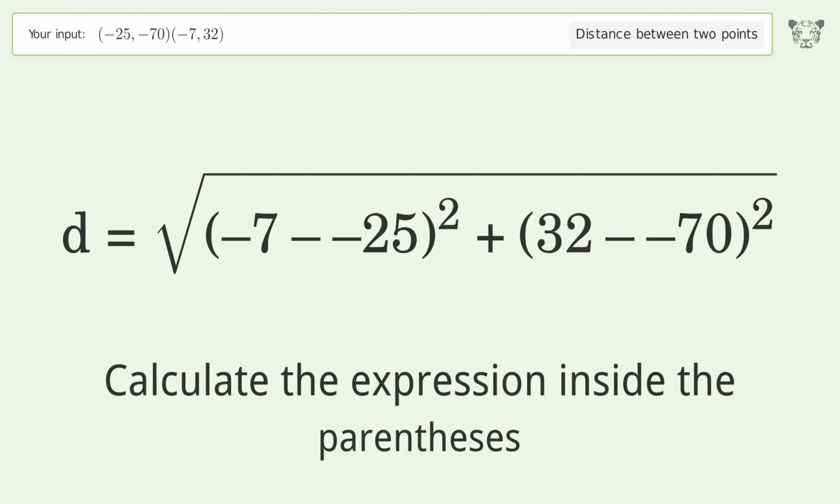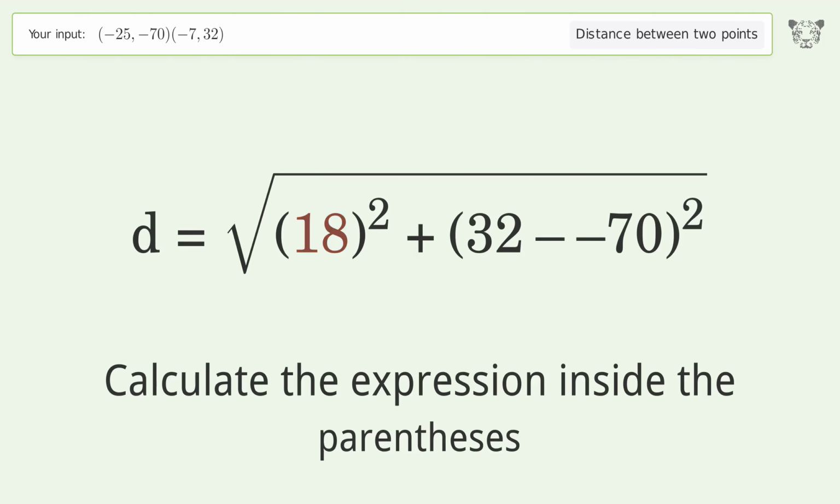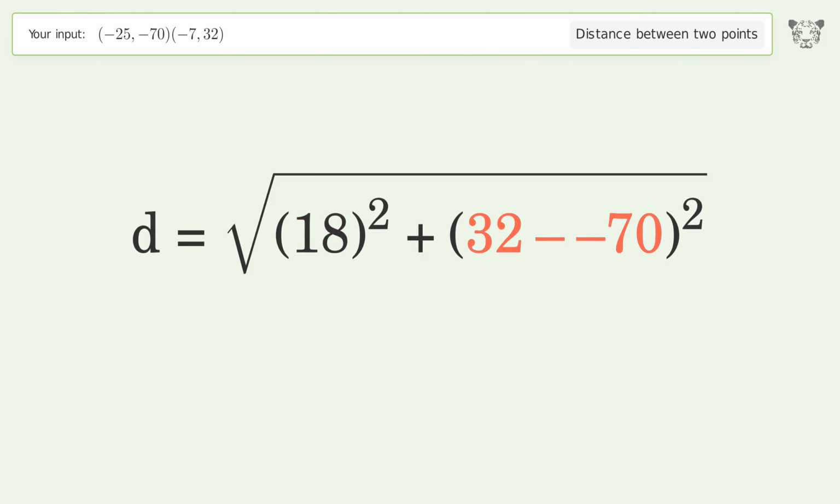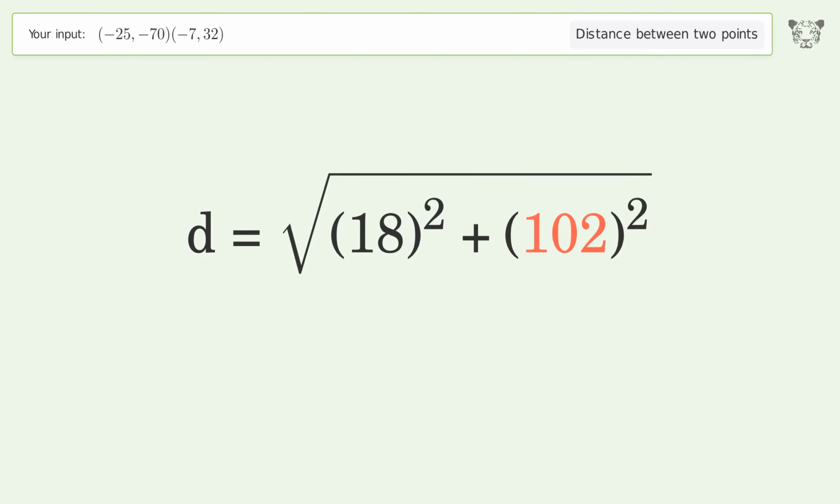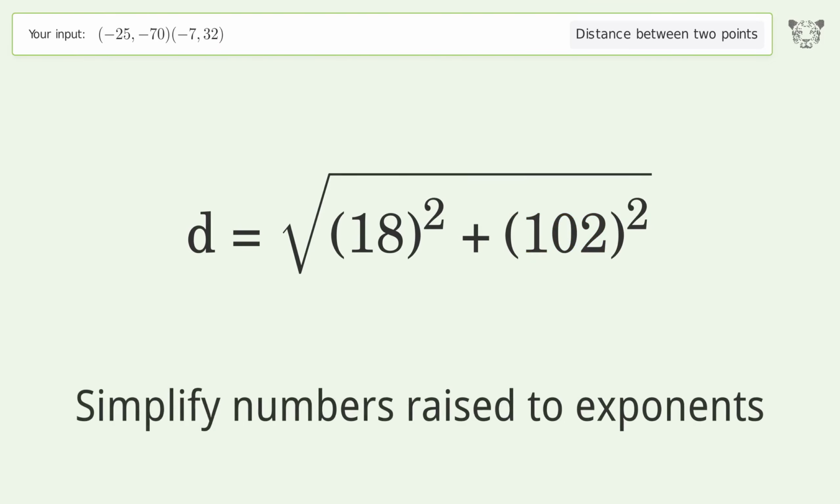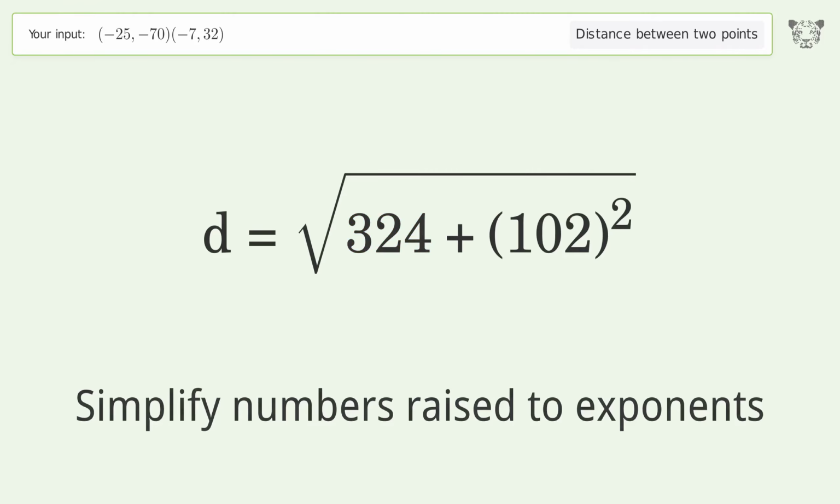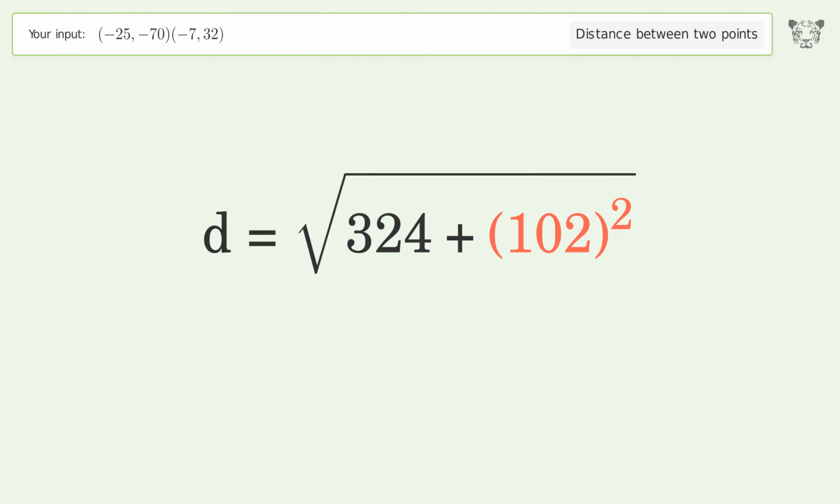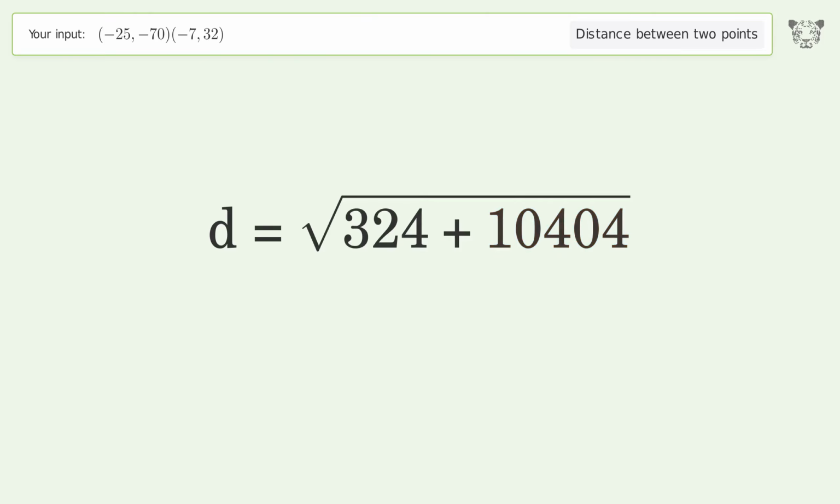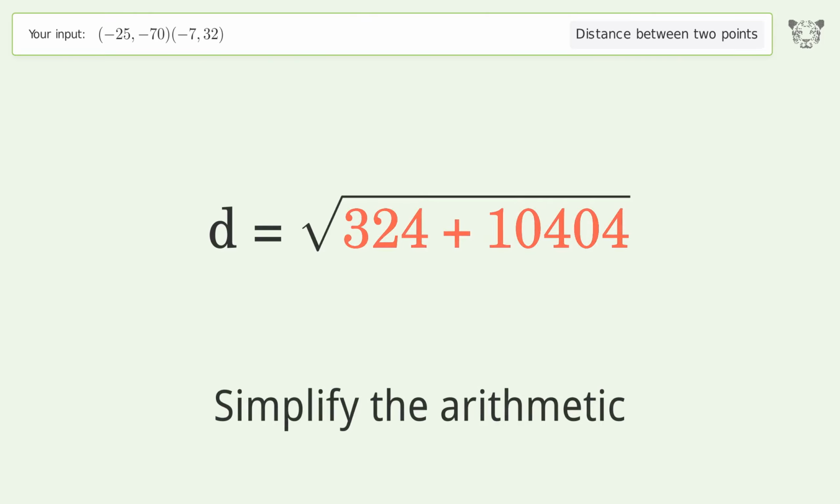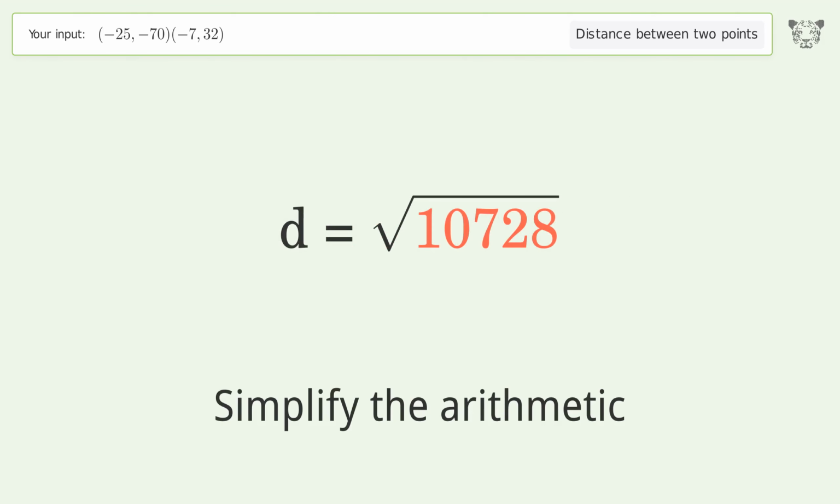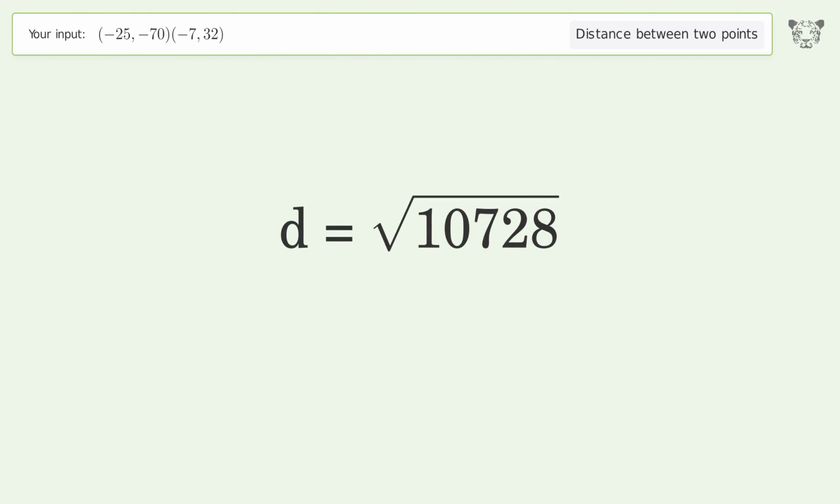Calculate the expression inside the parentheses. Simplify numbers raised to exponents. Simplify the arithmetic. And so the distance between the 2 points is the square root of 10,728, or 103.576.